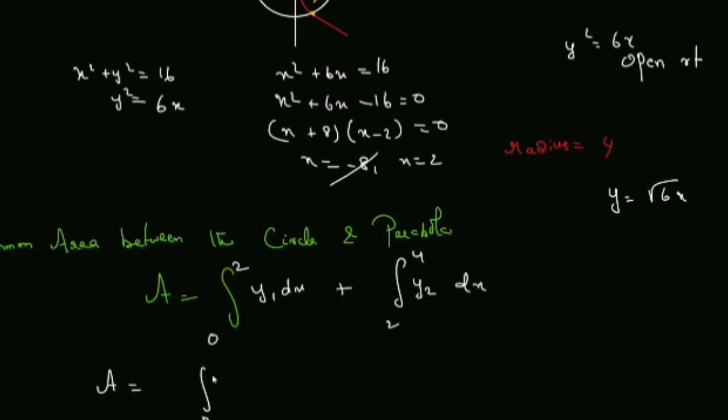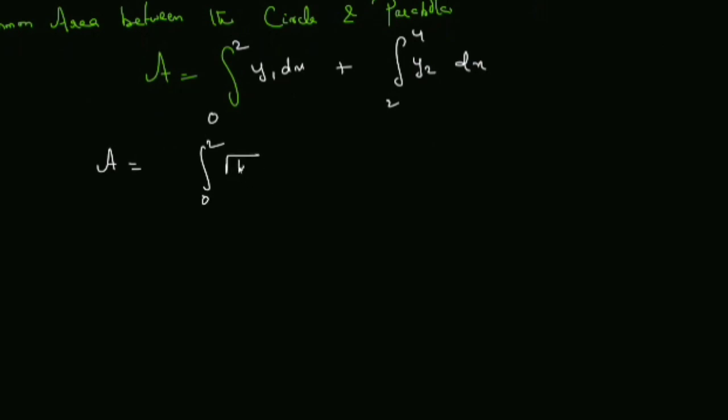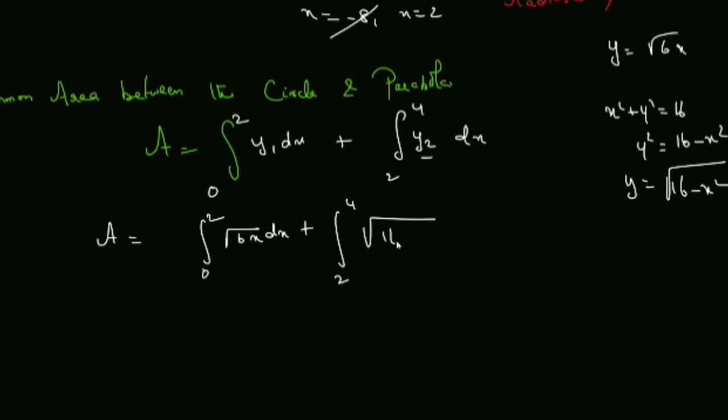So A is integral 0 to 2 root of 6x dx plus integral 2 to 4 of y2, where y2 is the circle. The circle's equation is x square plus y square is equal to 16. So y square is 16 minus x square, so y is root of 16 minus x square. So y2, the second curve, is root of 16 minus x square dx. Now we have to integrate this.